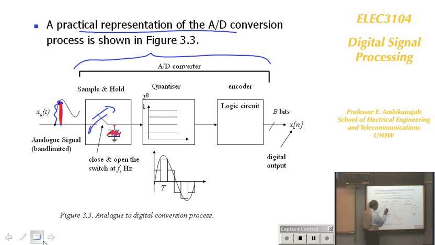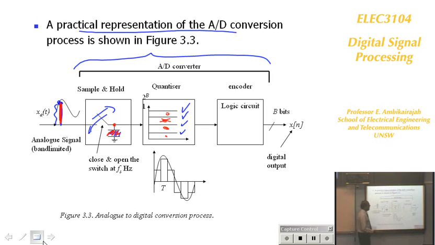So this instantaneous voltage is now being checked. Does the voltage fall between these two levels? Or is it here? Or is it here? We don't know where it falls, and you find where it falls. For example, if it falls there, you will see in this case how many levels you have?